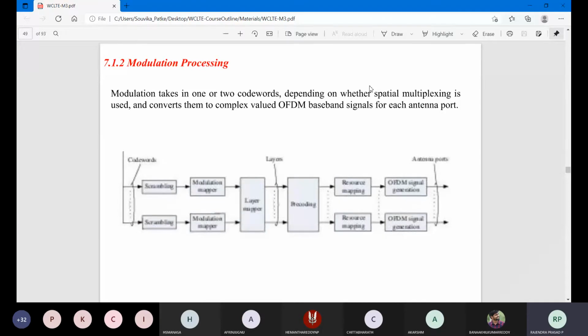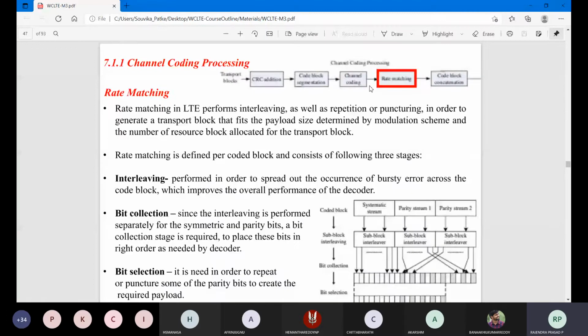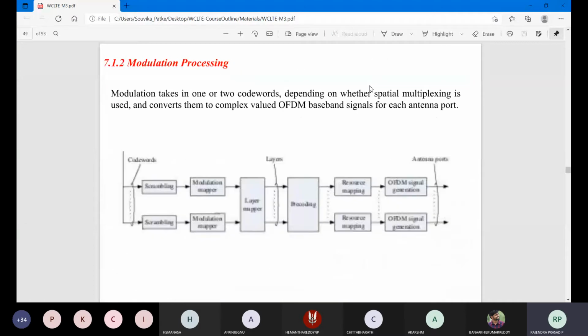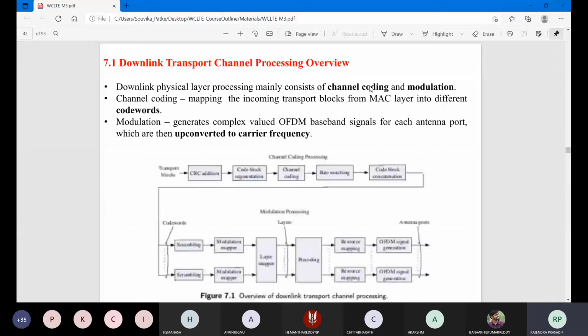So good morning once again. Previously we had a discussion on this modulation process. The complete block diagram is with respect to the downlink channel. We have two parts: one is channel coding processing and one is modulation processing. Channel coding processing is what we were discussing, which is the total block diagram of this one.